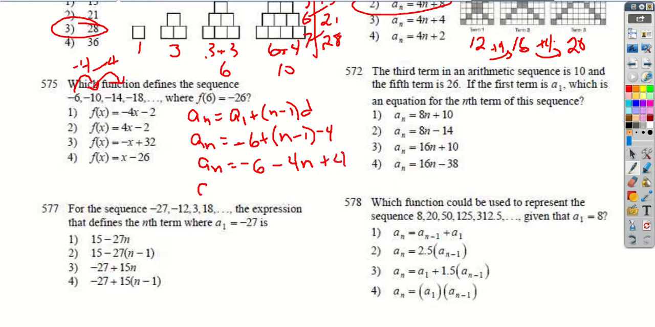And if we combine like terms, we're going to get negative 6. Sorry, not negative 6. Negative 4n goes first. And then we're going to combine the negative 6 and the 4 here to get minus 2. All right, so it's negative 4n minus 2, and there's choice 1.